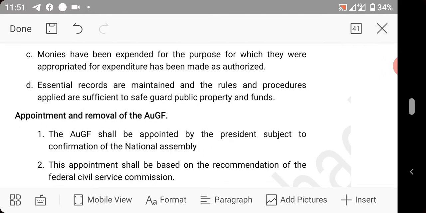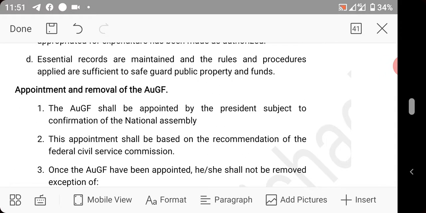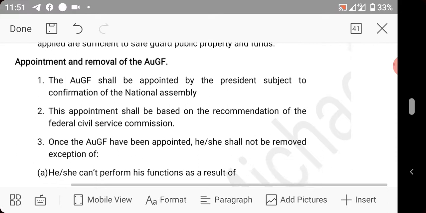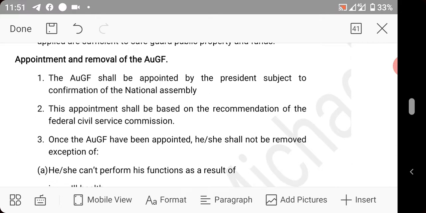Appointment and removal of the AUGF. A. The AUGF shall be appointed by the president subject to the confirmation of the National Assembly. These are protocols which you will go through and understand when you read the material. B. The appointment shall be based on the recommendation of the Federal Civil Service Commission. So before the auditor will be appointed, it is the Federal Civil Service Commission that will send names to the president. The president will then choose out of those names and forward the same to the National Assembly for approval and confirmation. So these are the procedures.